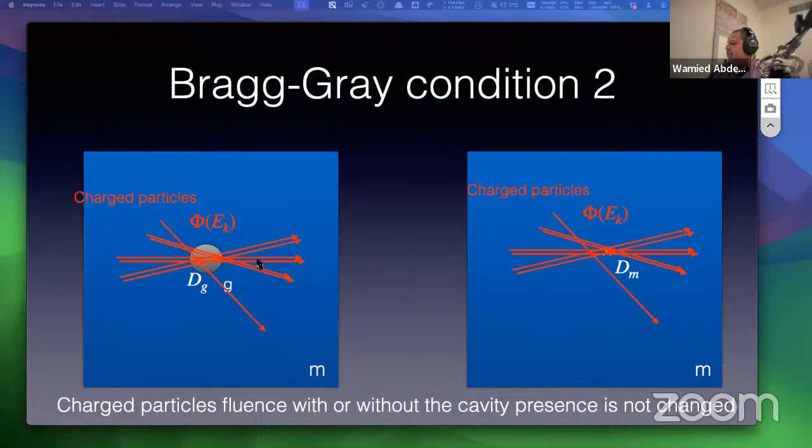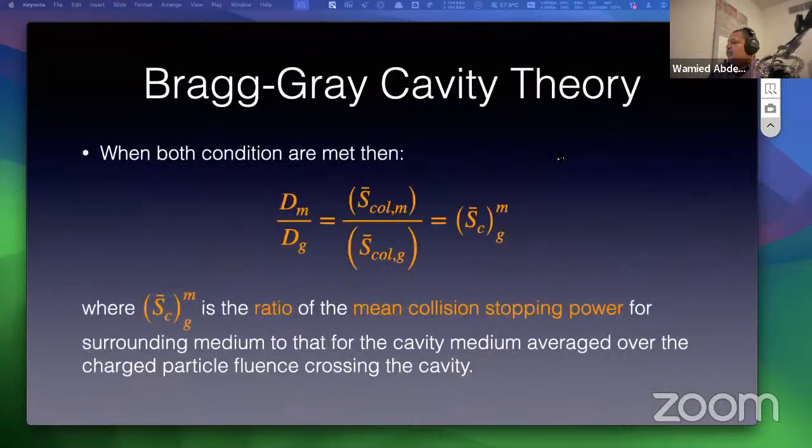The second condition is that we have a fluence of charged particles crossing the cavity. When we remove the cavity, the fluence would remain the same, at least at that point of interest. So nothing has been changed. The cavity does not change the number of charged particles, their directions, or their energy. When these two conditions are met, we can apply the Bragg-Gray cavity theory.